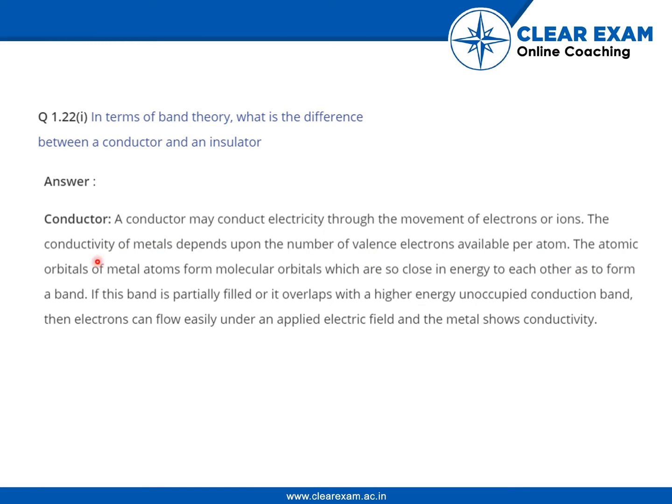The atomic orbitals of metal atoms form molecular orbitals which are so close in energy to each other as to form a band. If this band is partially filled or it overlaps with a high energy unoccupied conduction band, then electrons can flow easily under an applied electric field and the metal shows conductivity.